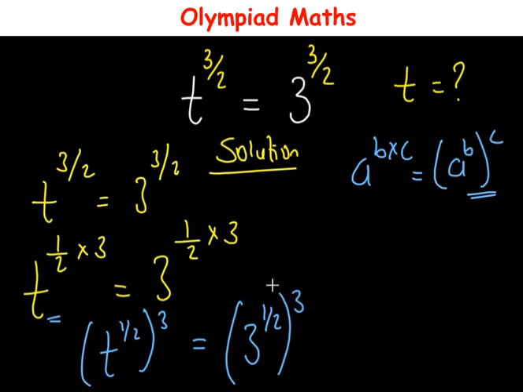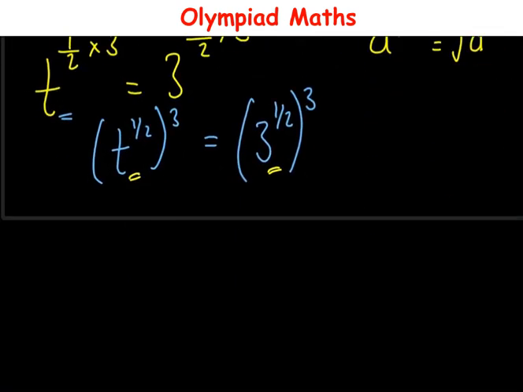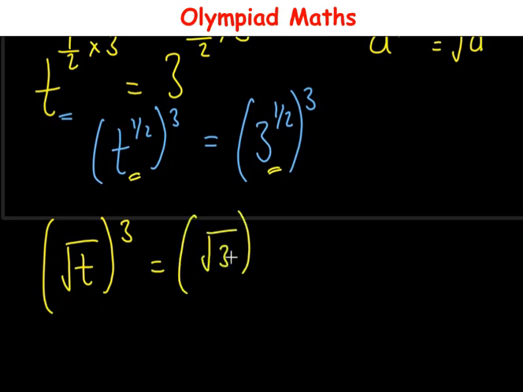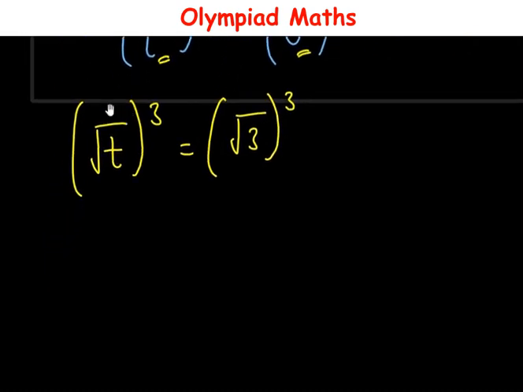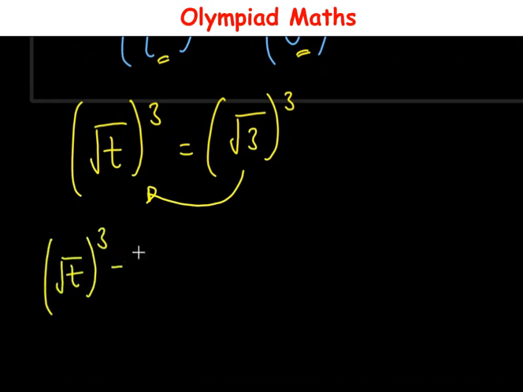From here, applying this rule that if you have a raised to power 1/2, this equals the square root of a, applying this rule over here and here also, what we have is (square root of t) all raised to power 3 is equal to (square root of 3) all raised to power 3. So let us move this over to this side. This then becomes (square root of t) all raised to power 3 minus (square root of 3) all raised to power 3 is equal to, here becomes 0.